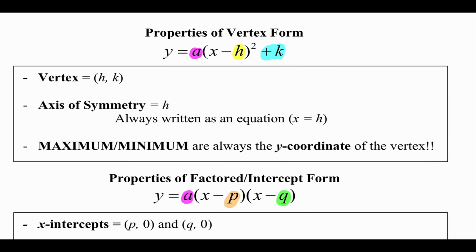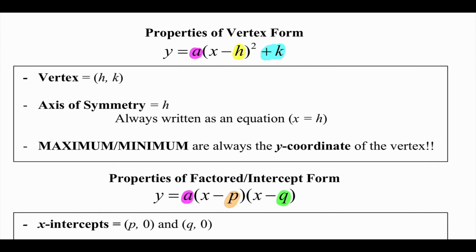A still does the same thing. A is positive, arrows up. A is negative, arrows down. As A gets farther away from 0, it gets more and more narrow, right? So if A were to get bigger and bigger, positive or negative, narrow. If it gets closer to 0, it widens. Okay? Here's the thing about vertex form.